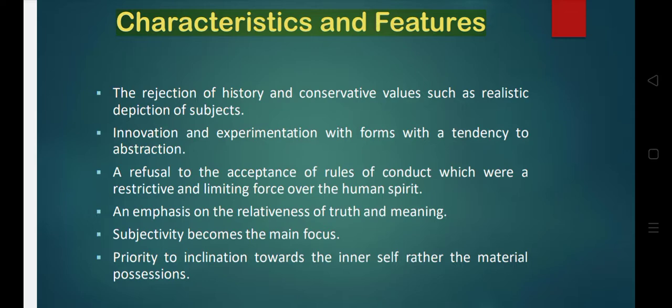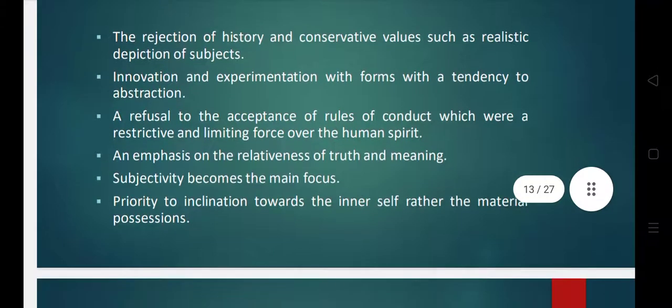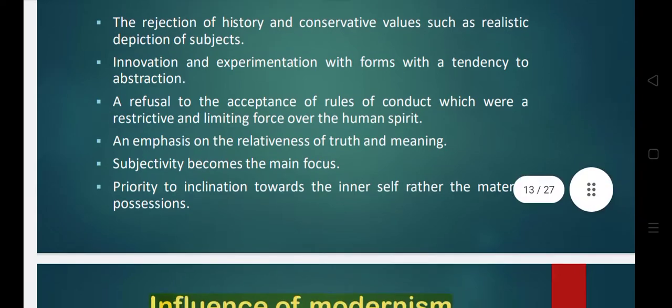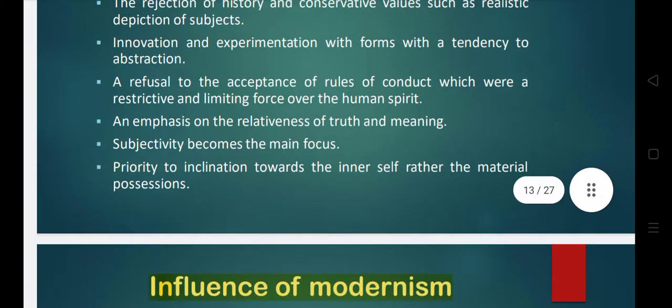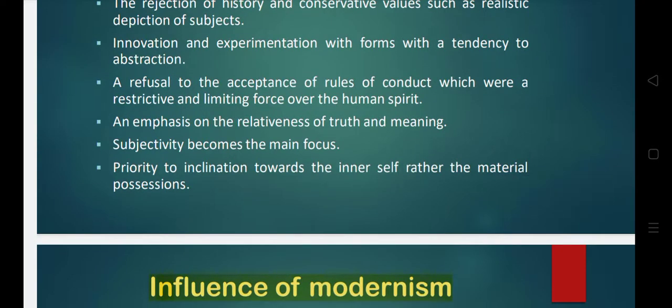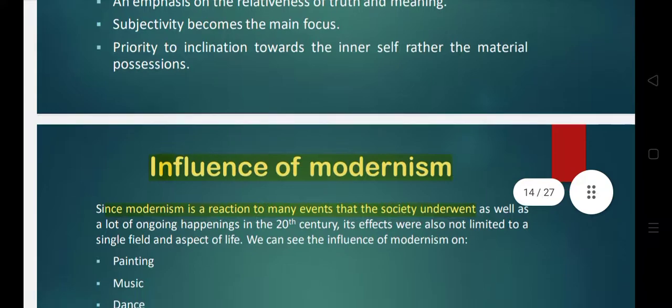So innovations and new experimentation took place in this age, and a refusal to accept rules of conduct which were restrictive in the previous age and limited our human spirit. They just rebel against this acceptance of rules and conduct. And then an emphasis on the relativeness of truth and meaning, and subjectivity become the main focus. Another important characteristic is priority to inclination towards the inner self rather than material possessions.